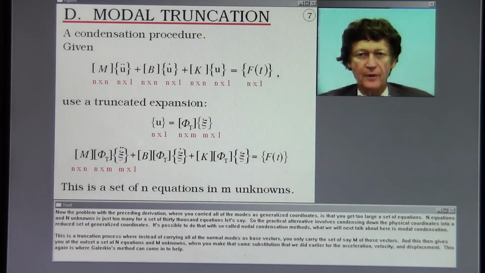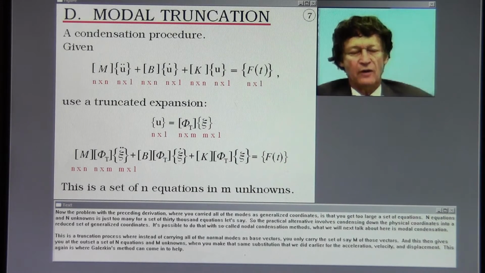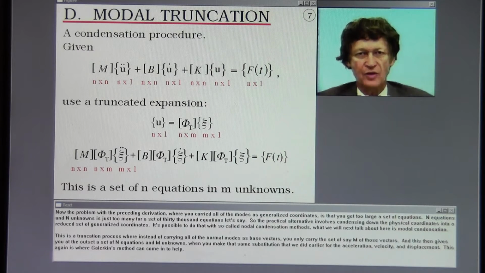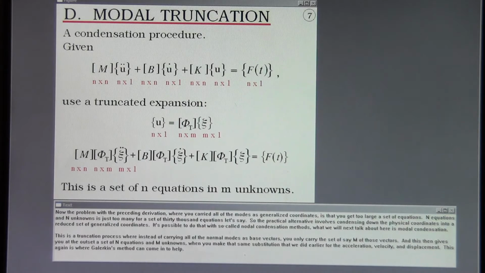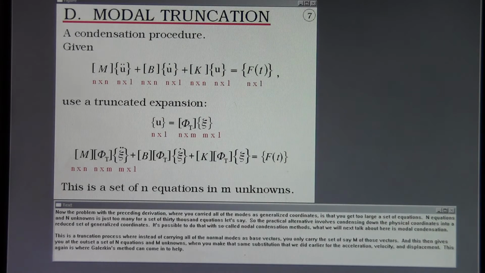Now the problem with the preceding derivation, where you carried all of the modes as generalized coordinates, is that you get too large a set of equations. N equations and N unknowns is just too many for a set of 30,000 equations, let's say. So the practical alternative involves condensing down the physical coordinates into a reduced set of generalized coordinates. It's possible to do that with so-called nodal condensation methods. What we will next talk about here is modal condensation.